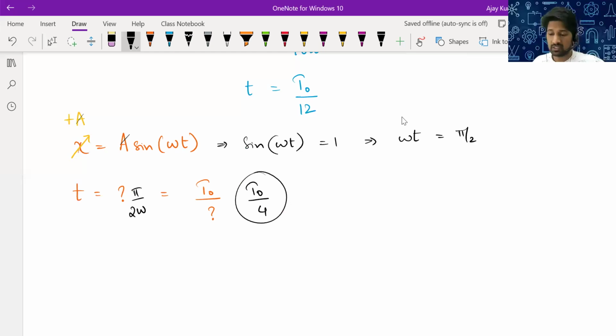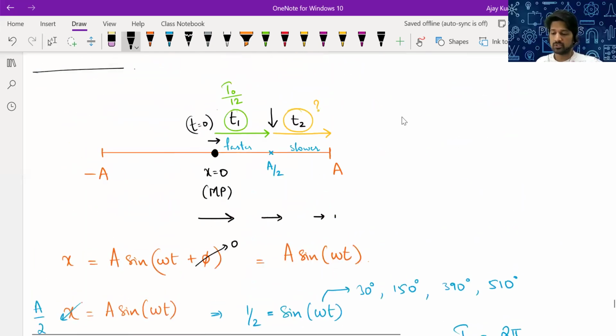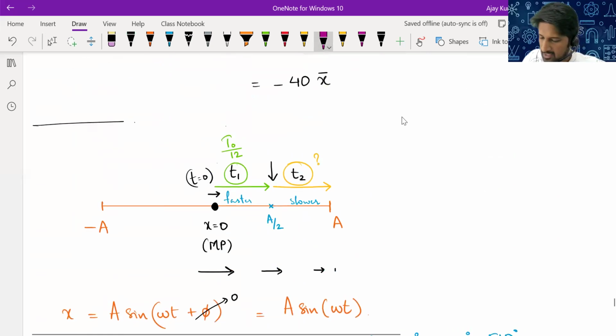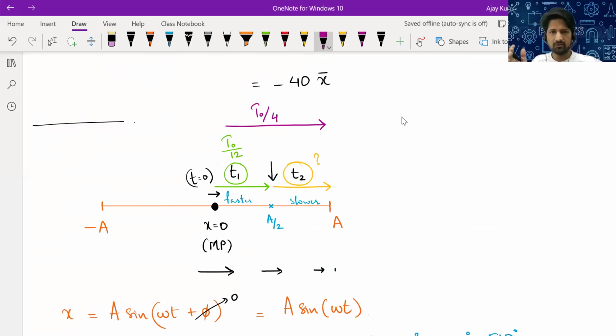1/4 of the time period is what it takes to go from mean position to extreme position. Remember this also. This part of the oscillation takes exactly 1/4 of the time period. Now, in this part of the oscillation, from mean position to one of the extremes, in this case the positive extreme, all possible speeds will be touched. At mean position, it moves the fastest. At extreme position, the speed becomes 0. And in between, it will touch all the values.